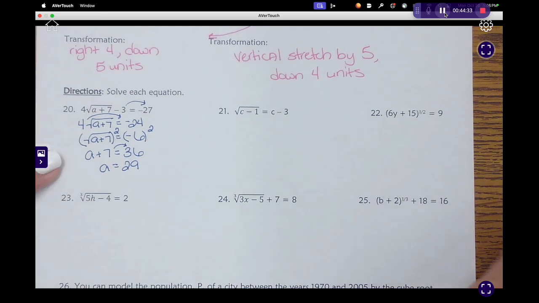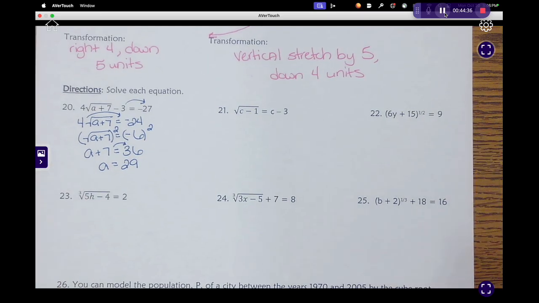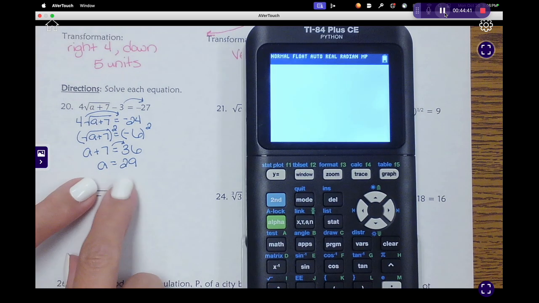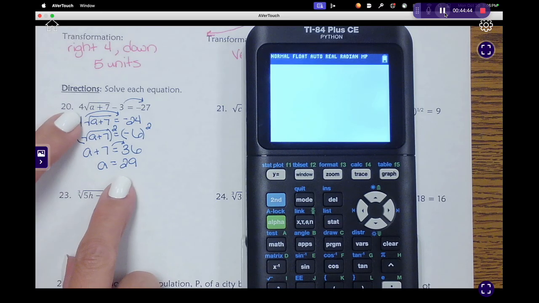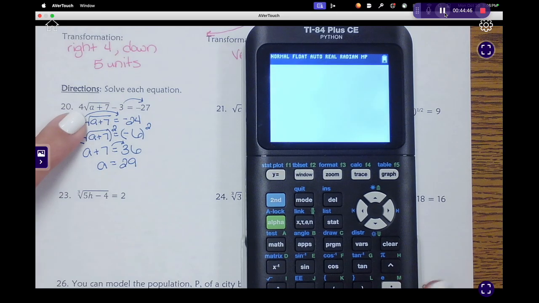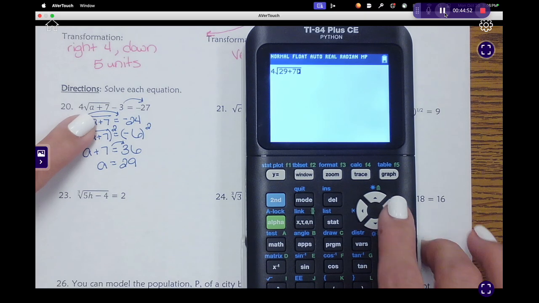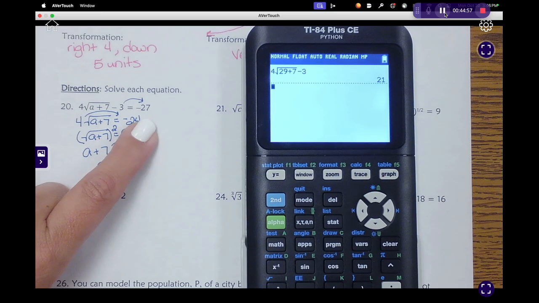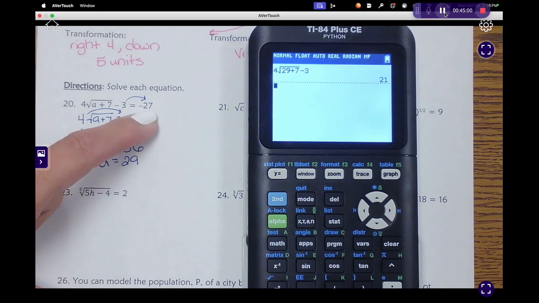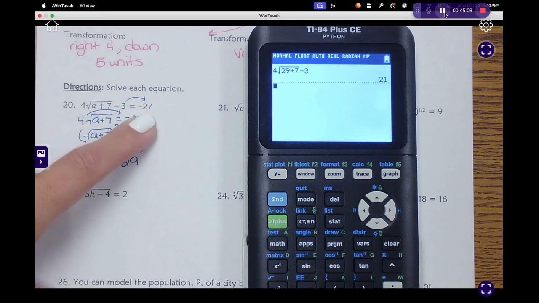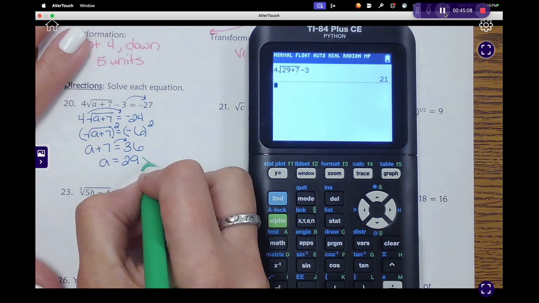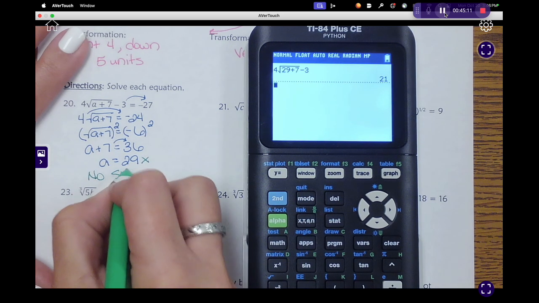Okay, the important part about these equations is making sure you go back and check your answers. You always have to make sure that it works in the equation. So if I get a is 29, I need to go back and I need to plug that in. So right here, I'm going to type in 4 and then the square root of 29 + 7. Remember, I hit that over arrow to get out of the square root, and then I have minus 3. Does that actually equal negative 27? It does not. Okay, so looking at that, because that does not equal a negative 27, that tells me that this is not correct. That doesn't work, so that means this would be a no solution.